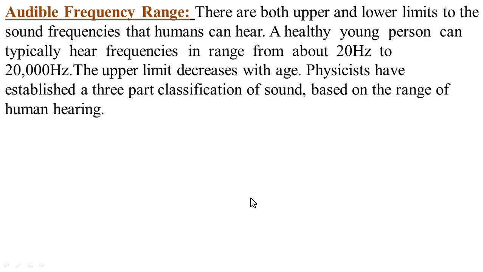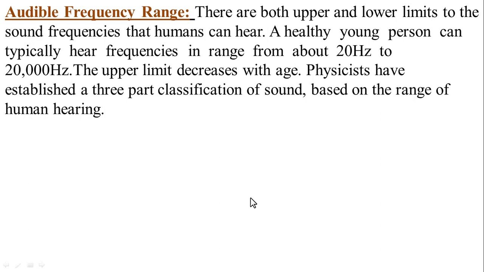Now we can say that this is the difference. Audible frequency range: there are both upper and lower limits of the sound frequencies of the human ear. Hearing quality depends upon a healthy and young person. Here we will discuss that a healthy person can hear a frequency range of about 20 Hz to 20 kilohertz. Here we can write 20 Hz to 20,000 Hz; the upper limit decreases with age.